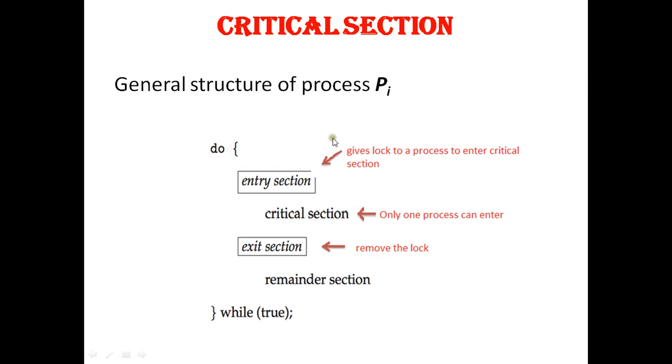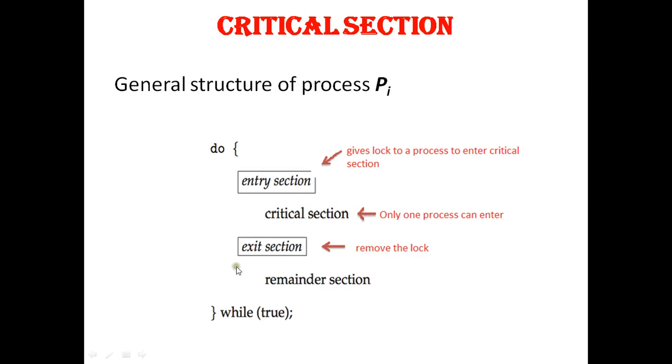The general structure of process Pi. Whenever process Pi wants to execute, it should first come into the entry section. What will this entry section do? It gives the lock to the process to enter the critical section. Next, inside your critical section, whenever process Pi gets the lock, only that particular process will be executing. Only one process can enter. That is, only process Pi can enter and execute here.